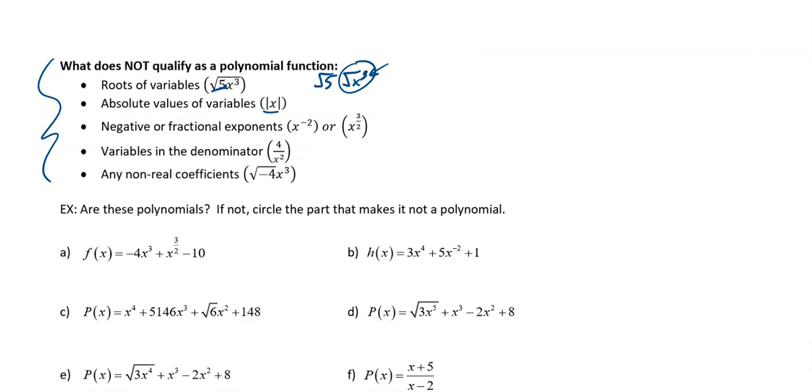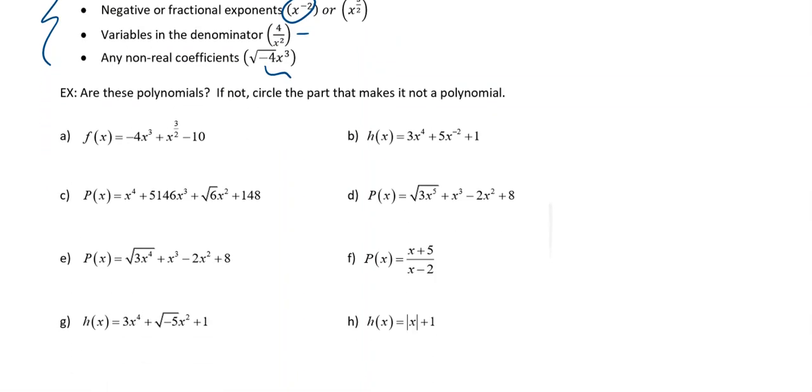You can't have absolute values of variables. We can't have negative or fractional exponents, for really the same reason as the square root up there. And the negative exponent, that would be the same thing as this one. You can't have variables in the denominator, because x to the -2 is really the same thing as 1 over x to the 2. That is like having a variable in the denominator, so we can't have that. And then any non-real coefficients. So this just doesn't exist. The square root of a negative, even as a coefficient, is a number that doesn't exist. You can't take the square root of a negative, so it can't be.